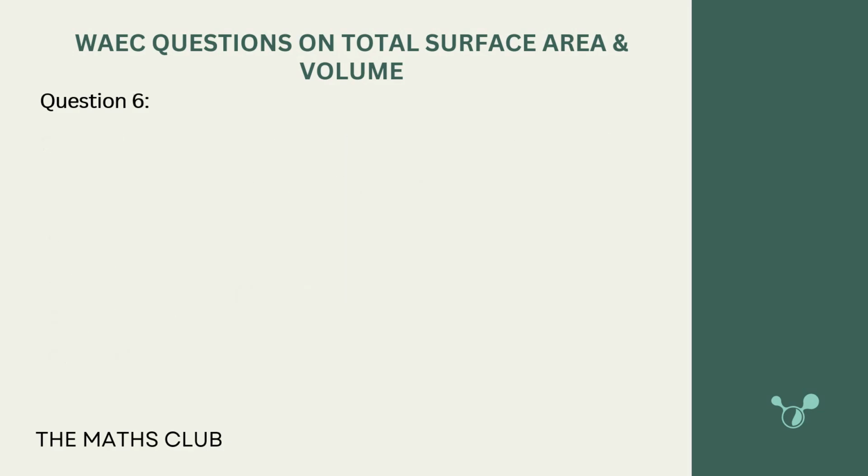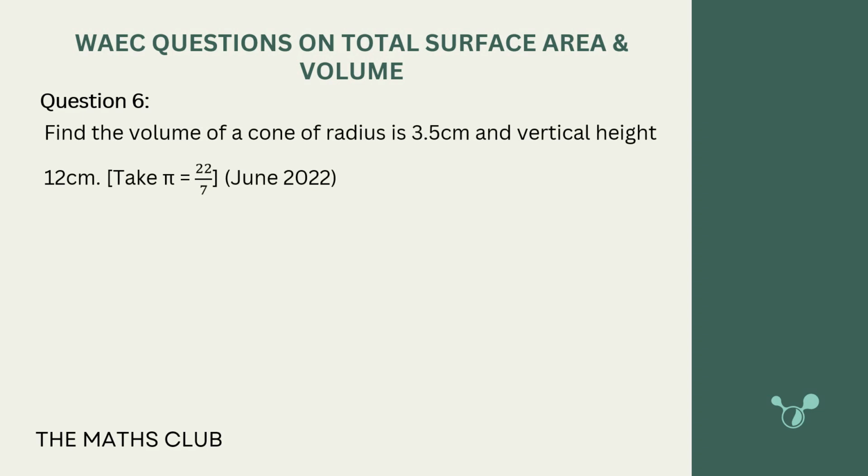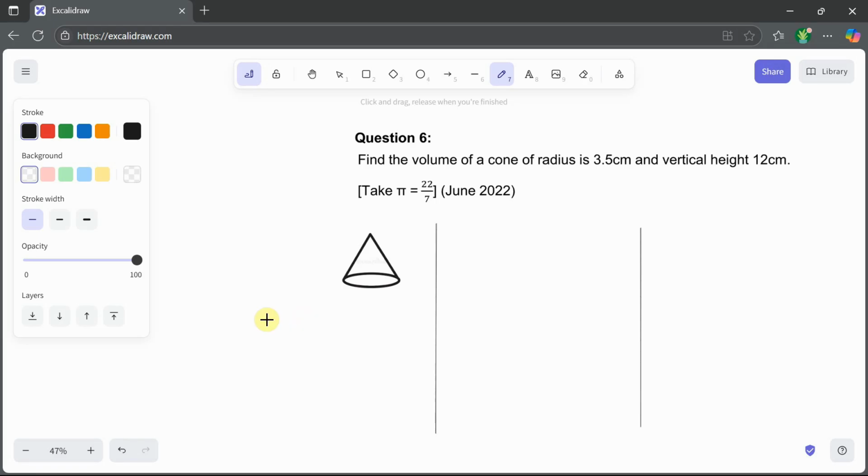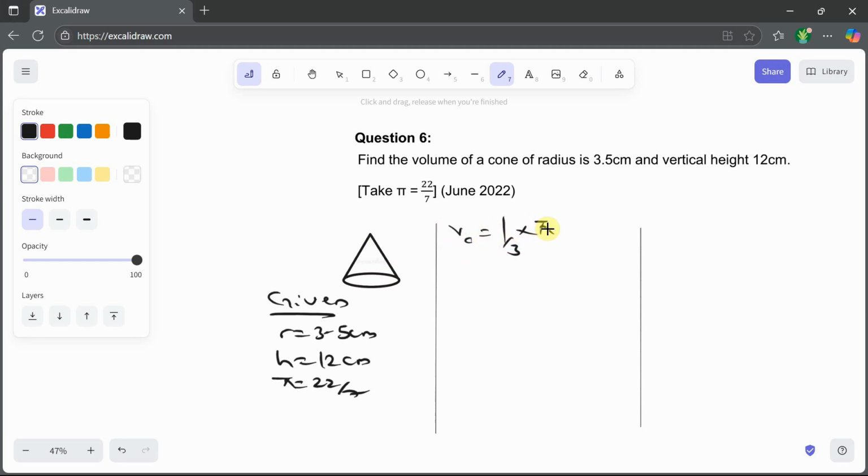Great. Question 6 now says find the volume of a cone of radius 3.5 centimeter and vertical height 12 centimeter. Take pi to be 22 over 7. Taken from June 2022. So what are we given? We're given the radius to be 3.5 centimeter. We're given the height to be 12 centimeter. We're given pi to be 22 over 7. So remember that trick I told you, that is like 1/3 of a cylinder, right? So the volume of a cone is 1/3 of the volume of a cylinder, so that's 1/3 times pi r square h, right? So 1 over 3 times 22 over 7 times 3.5 all squared times 12.